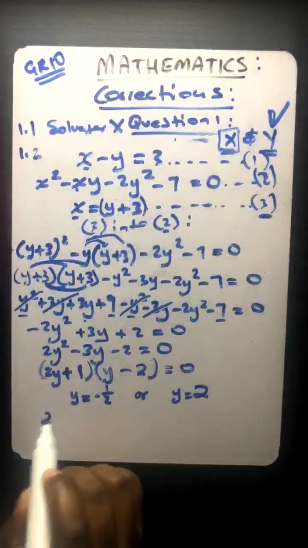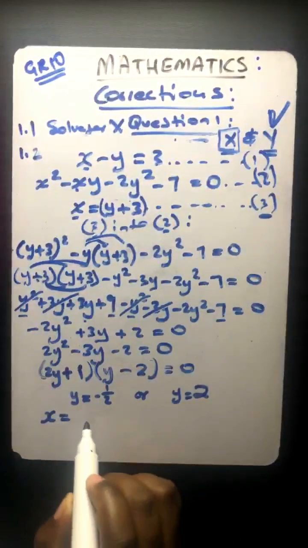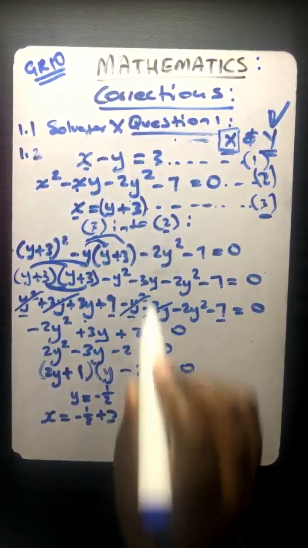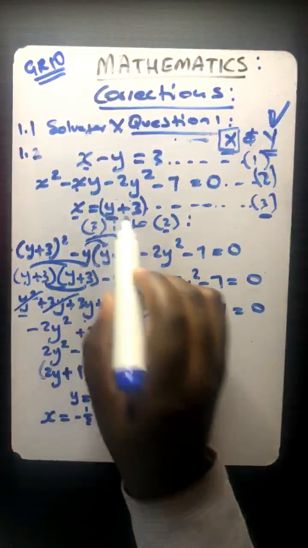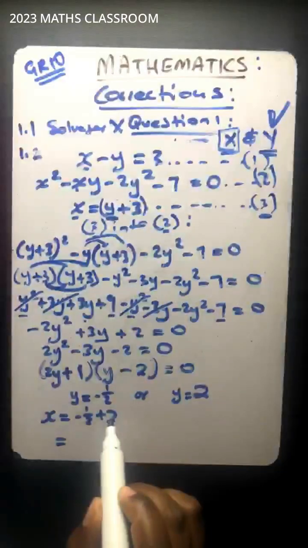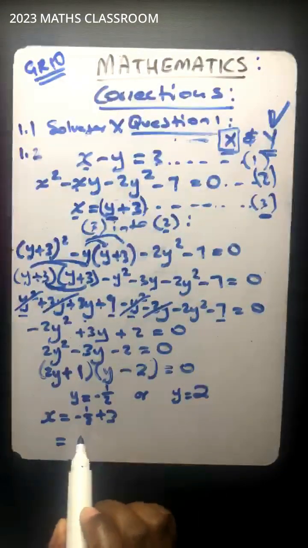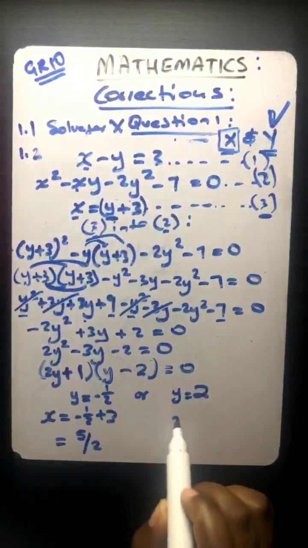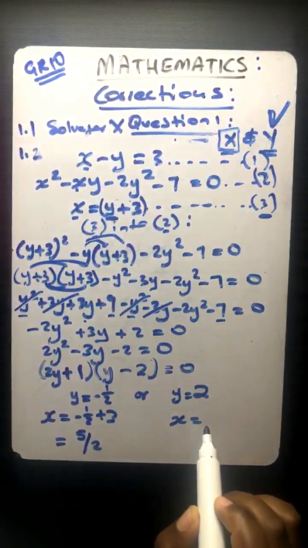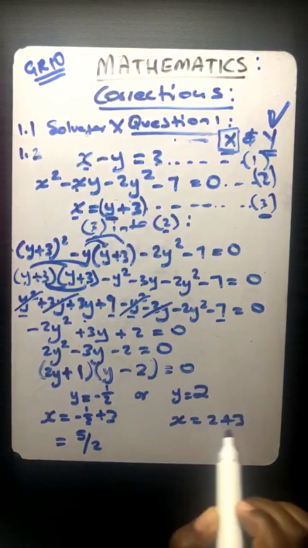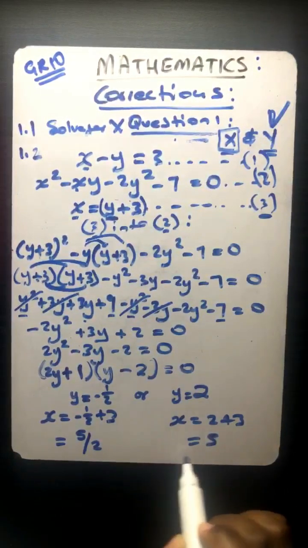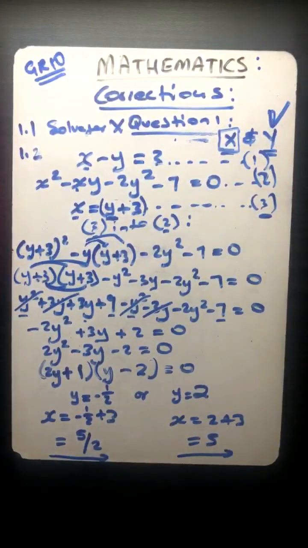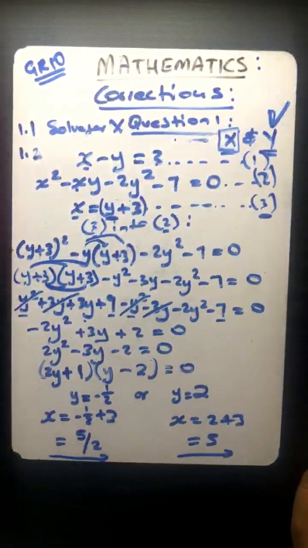So you are saying x equals, what is y? It's negative 1 over 2 plus 3. You're just substituting there where you see y. What is that? I think 3 minus half is 2.5, and 2.5 is 5 over 2. And then this one, you are going to say x is equal to 2 plus 3, which is equal to 5. Yes. So I think that's how you work out that problem.